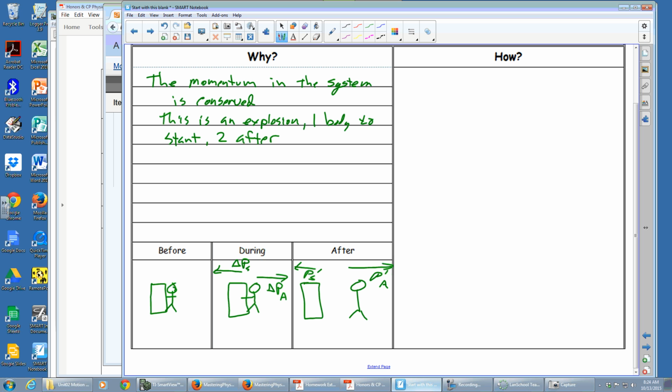Oh, and then we should probably add in up here the astronaut will take time at a constant velocity to reach, is it the shuttle? Station, thank you.